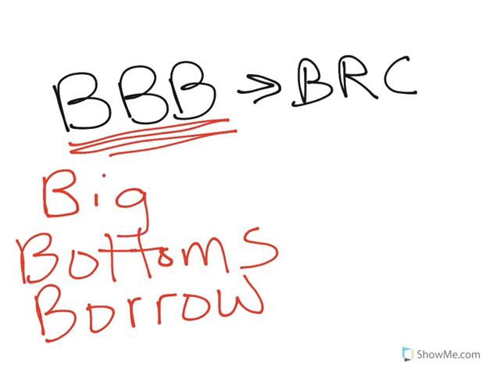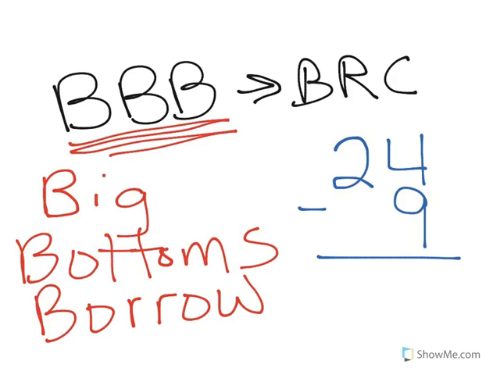So let's look at this problem right here. We have 24 minus 9. Now, to know if there's a big bottoms borrow situation, I have to look at my bottom digit, the 9. It's definitely bigger than my top digit. So I have to go to my borrow, reduce, and carry. So I'm going to go next door because obviously the 4 doesn't have enough to be able to subtract. So I have to go next door to my 2.